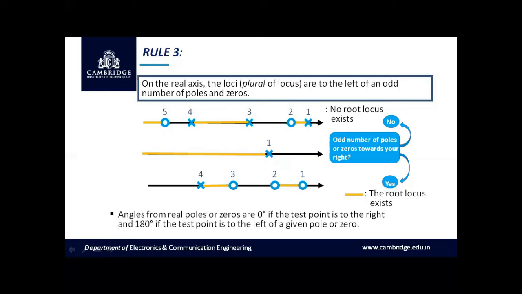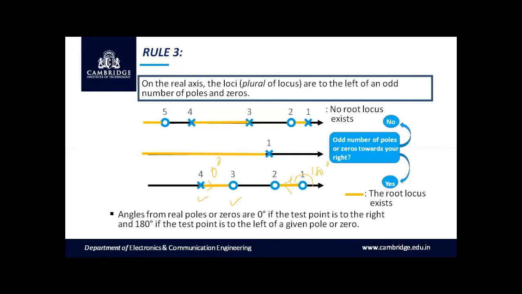And the angles from the real poles or zeros are 0 degrees if the test point is to the right. That is, if you want to measure the angle for any pole or zero, if the test point is towards the right side, then the angle will be 0 degrees. If the test point is towards the left, then the angle will be 180 degrees.